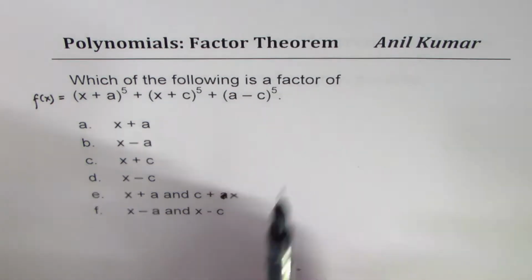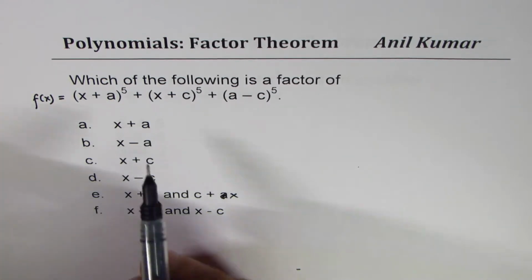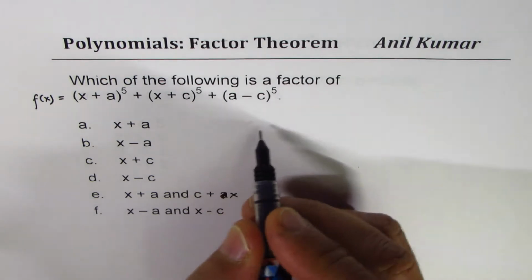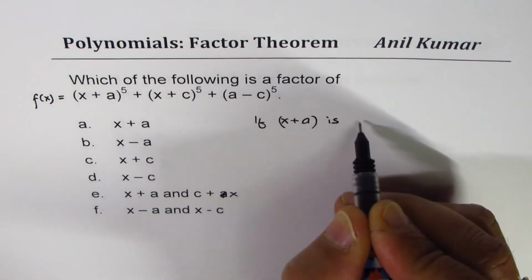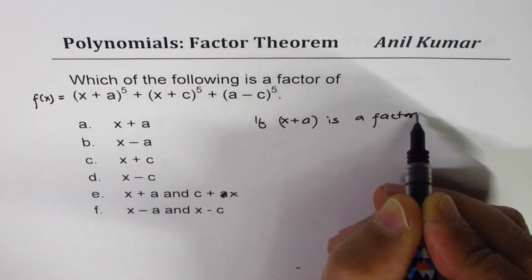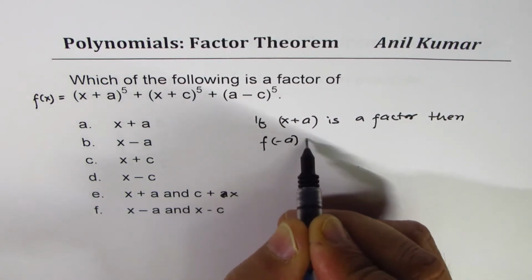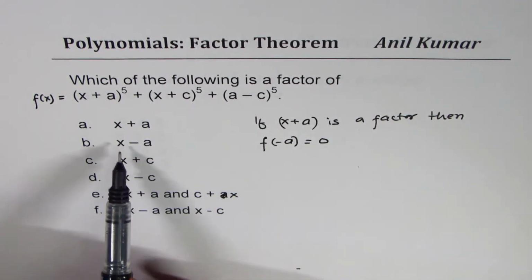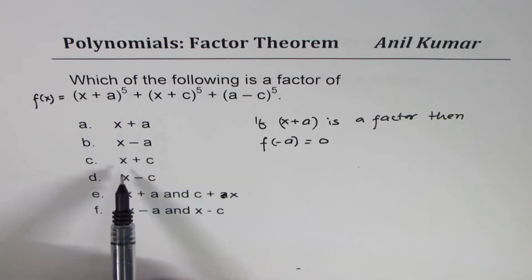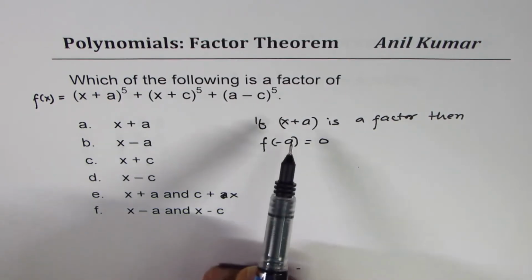Well, the concept which you have learned in factor theorem is that if x plus a is a factor, then f of minus a should be equal to 0, correct? That is the concept. If x minus a is a factor, then f of a should be 0, right? If x plus c is a factor, then f of minus c should be 0.